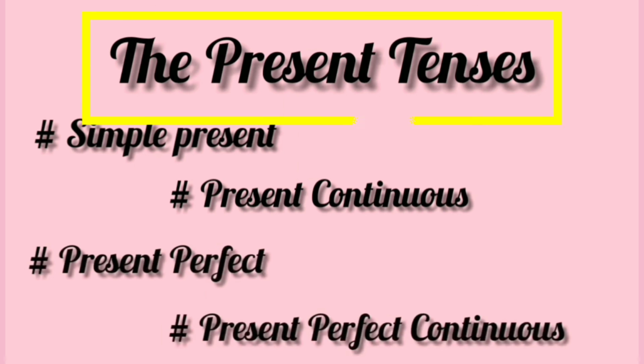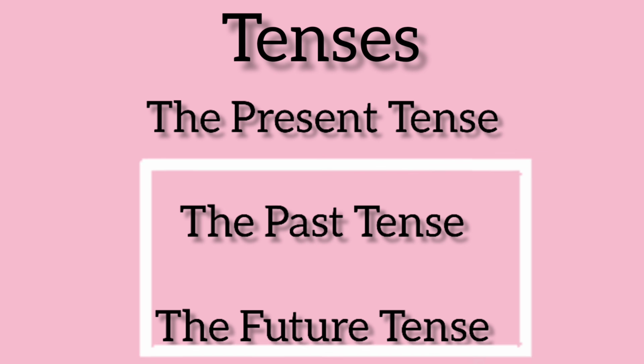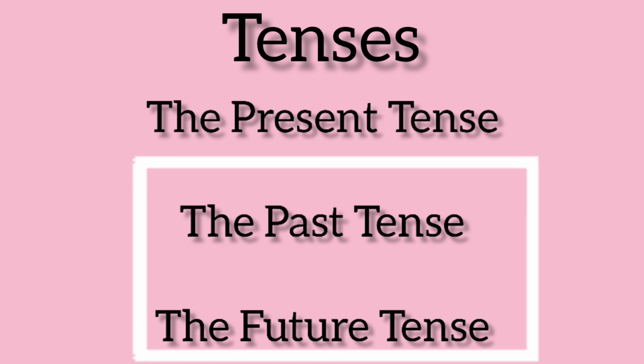In today's class, we studied the present tense. Present tense has four forms: simple present, present continuous, present perfect, and present perfect continuous tense. We will continue with the past and future tenses in our next class.